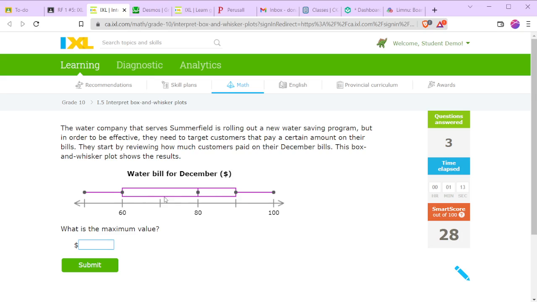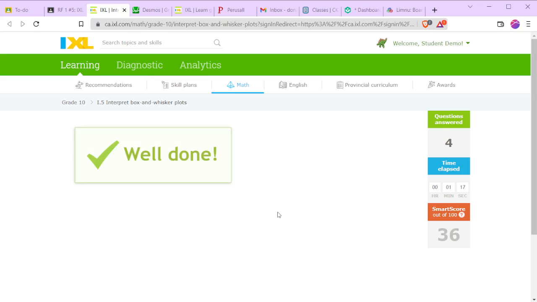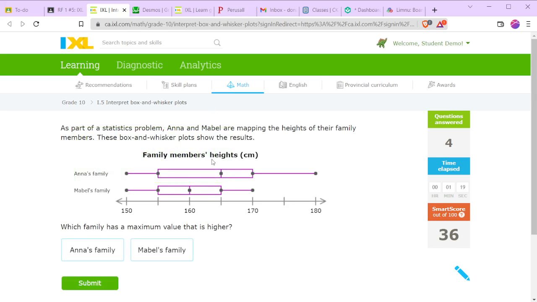So here the maximum value is the end of the right-hand whisker, which is 100. Who's got the higher maximum value? That's Anna's family.